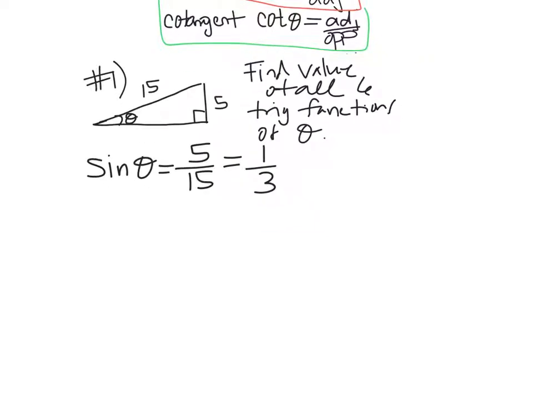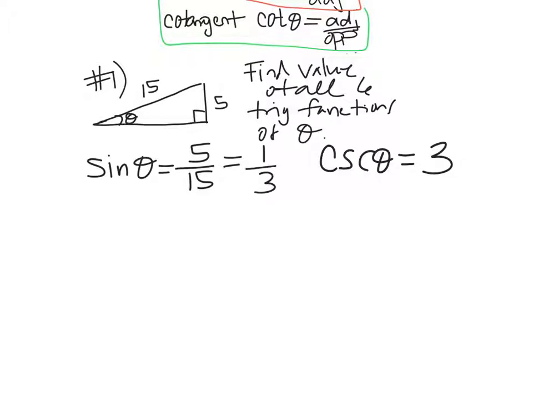Okay, I'm going to go ahead and find cosecant of theta now, because sine and cosecant are just reciprocals of one another. So what would the cosecant of theta be? Yeah, 3 over 1. It's just going to be the reciprocal of sine. You don't even have to remember that it's hypotenuse over opposite. You just know that it's the reciprocal of sine.